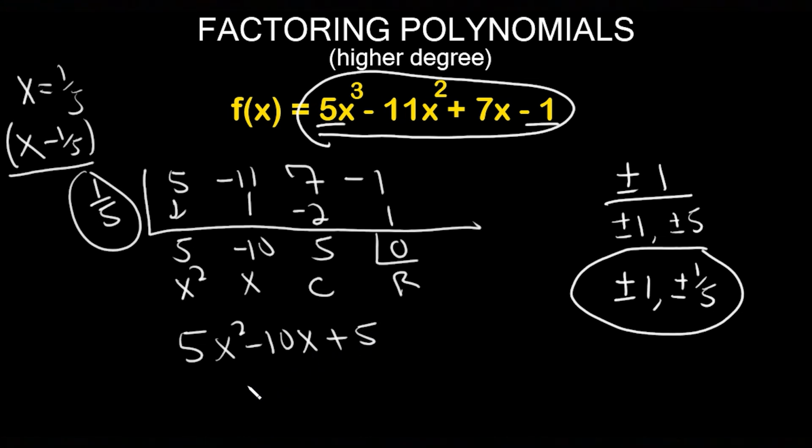Well, yes, you can. You could also use the quadratic formula if you wanted to, but always look for the path of least resistance. I can actually pull out a 5 between all of these terms. If I pull out a 5, I'm left with x squared minus 2x plus 1. Now factoring this quadratic here is pretty easy. And to do that, you would just do the AC method.